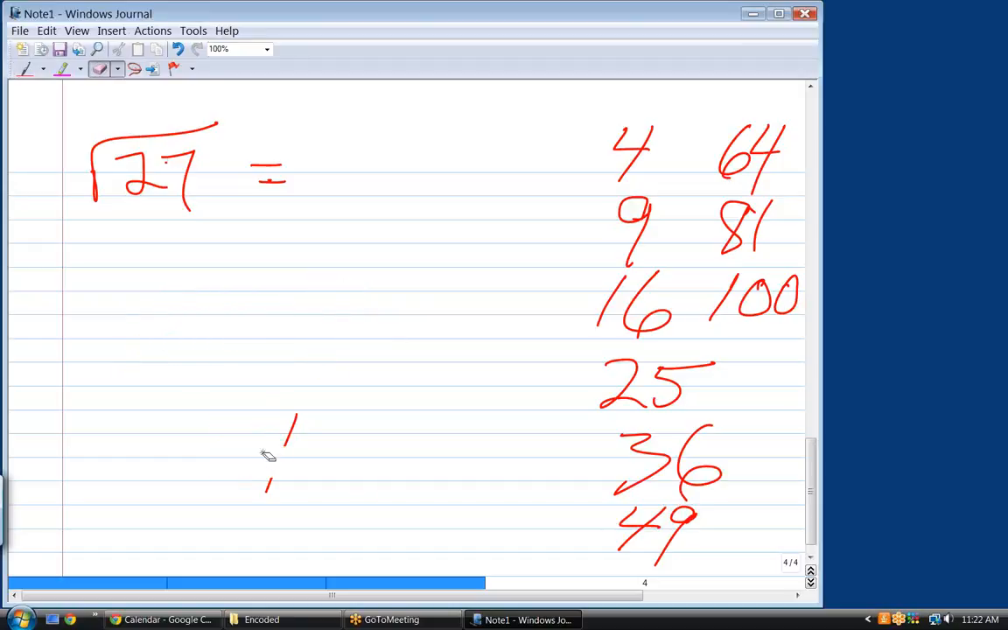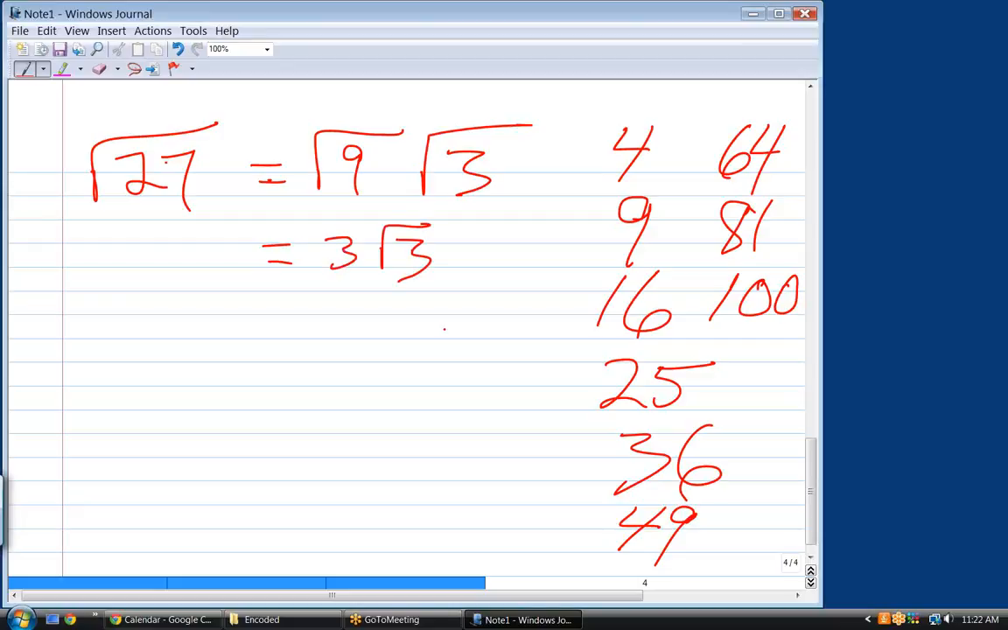Yeah, I forgot about that. So when you see a number like that, know that it's divisible by 9. What's the other part? How many times? 3. So what's the final answer? It would be 3 root 3. You got it.